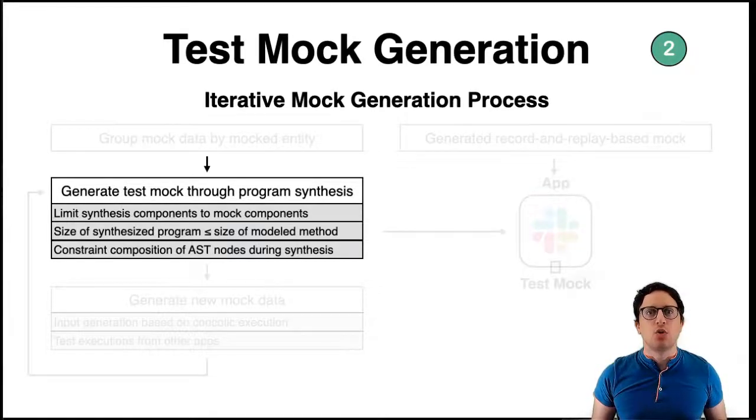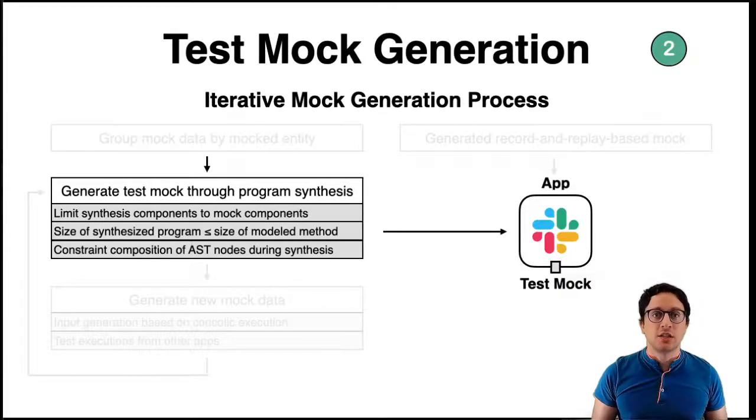Specifically, in this task, we use component-based program synthesis. Our instantiation of component-based program synthesis has three characteristics. First, the database of components used by the synthesis task is the one collected in the first phase of the technique. Second, we synthesize a program for the mock whose size is less than or equal to the size of the entity being mocked. And finally, we constrain composition of AST nodes to compositions that are already part of the mocked entity. If the synthesis task is successful, we have a test mock for our app.